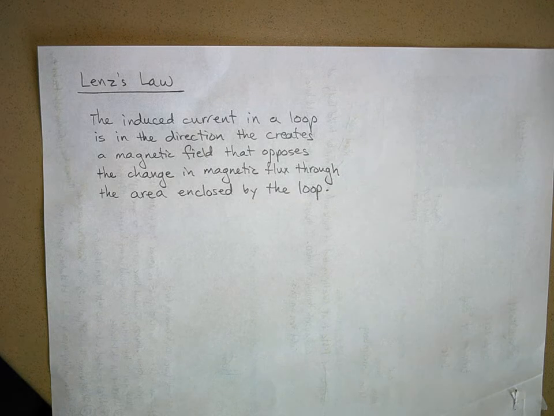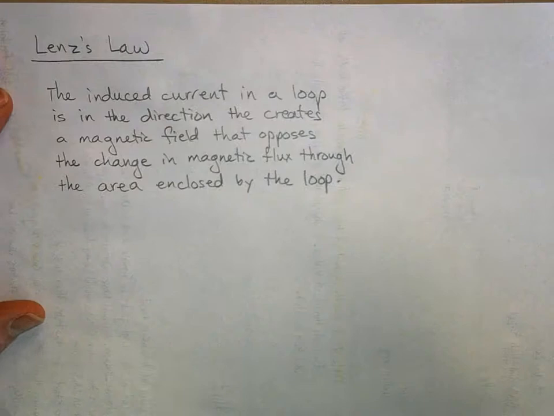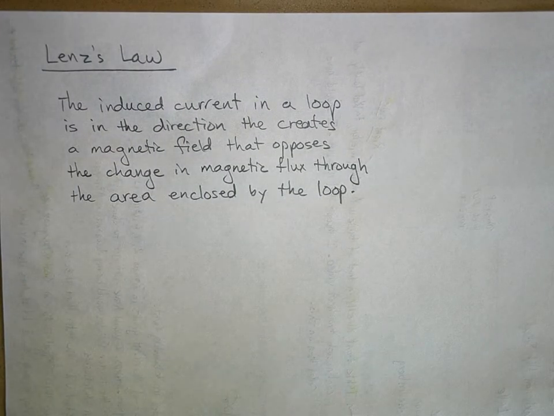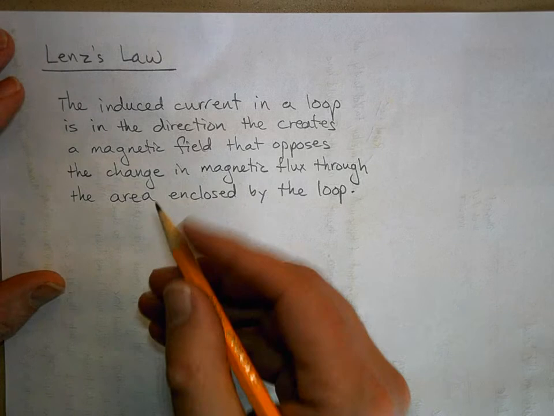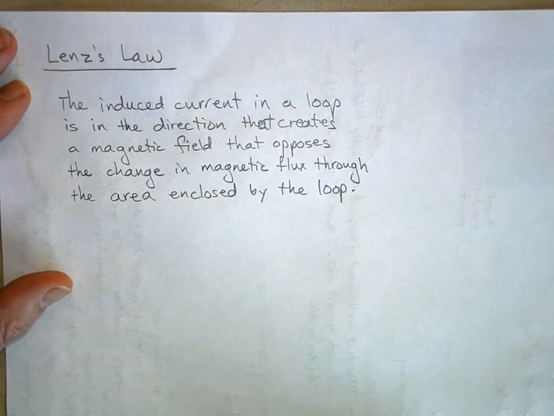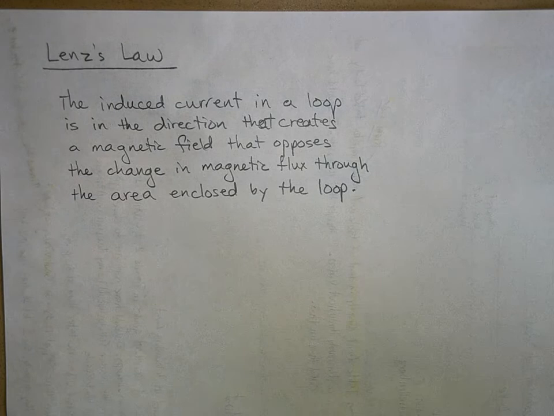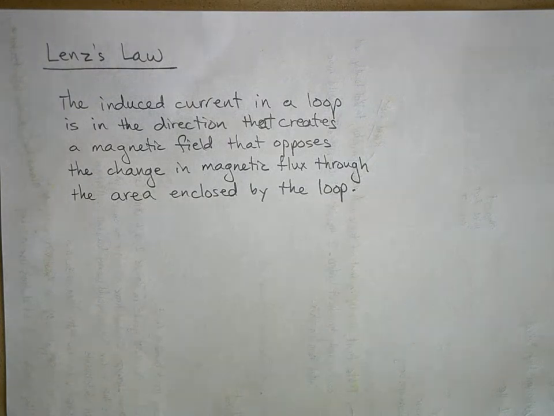Okay, so let me zoom in a little bit. Let's see, okay, so read that. The induced current in a loop is in the direction that creates a magnetic field that opposes the change in magnetic flux through the area enclosed by the loop. Now, we're going to deal a lot with loops of a conducting loop. I'm going to draw them as circles. They don't have to be circles. They could be squares, rectangles, ovals, amoebas. We don't really care, but circles are easy to draw, at least for me.